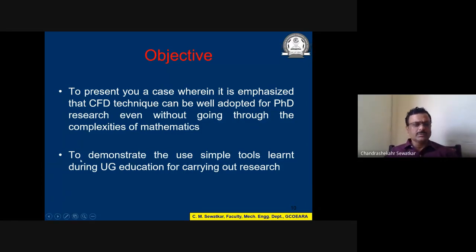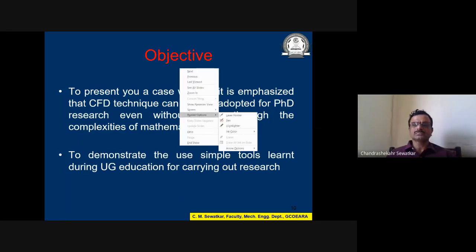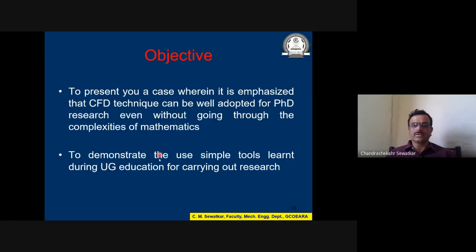And the other objective is to demonstrate the use of simple tools learned during undergraduate education for carrying out the research in the process of going through this particular session. You will also understand that the simple mathematical tools which we studied during our 12th standard and undergraduate program can very well be adopted for carrying out research.